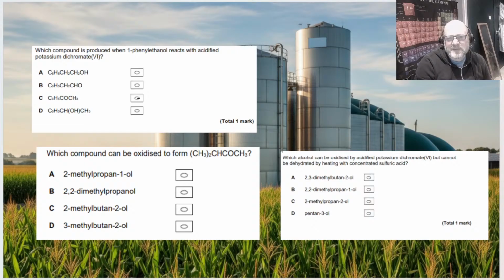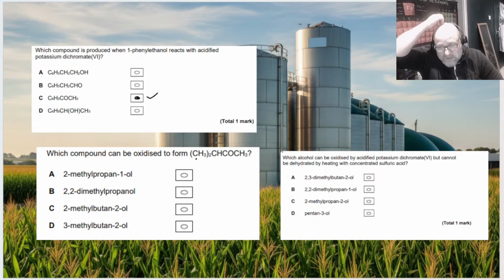It's going to be C. I think we did this. So it's the ketone, because it's a secondary, so it has to form that. And that's an alcohol, so that's not that. But that's an aldehyde. Yeah, it's ethanol. That's propanol. Whatever. Yeah, it's going to form the ketone. Oh, that's an alcohol. Yeah. Okay. Which compound can be oxidized to form this?